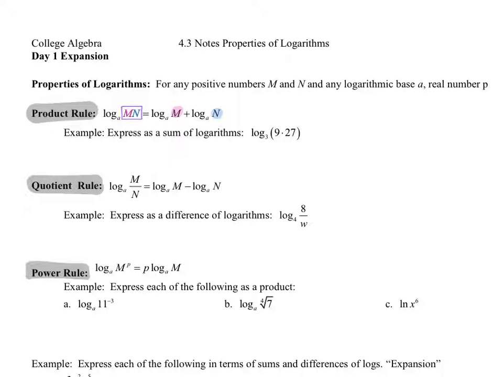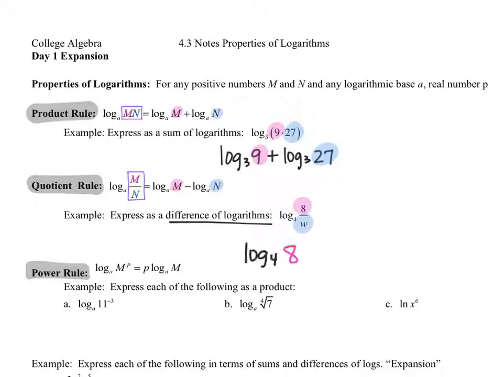So if we have log base 3 of 9 times 27, that's going to be log base 3 of 9 plus log base 3 of 27. The quotient rule is that if we have log base a of m divided by n, that's going to be equivalent to log base a of m minus log base a of n. So in our example, it asks us to express as a difference of logarithms log base 4 of 8 over w. So that's going to be log base 4 of 8 minus log base 4 of w.